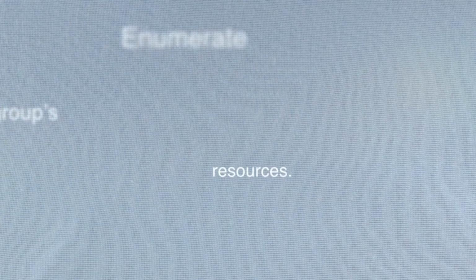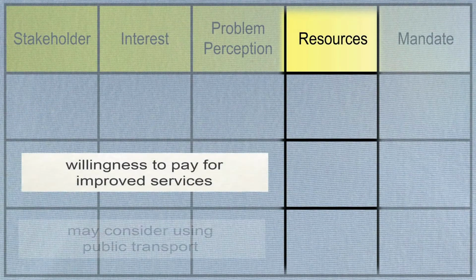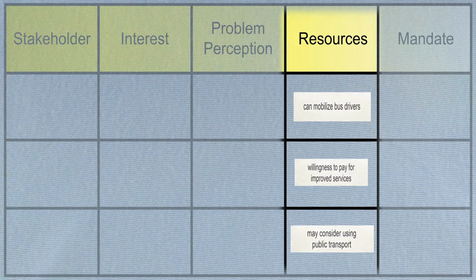Step 6. Enumerate each group's resources that it can use to support or oppose any action on the development problem. Resources could be financial and non-financial. While formal organizations have both, populations and civil societies have predominantly non-financial ones, for example, volunteers, political influence, votes, ability to strike, and exert public pressure. Put this under column 4.